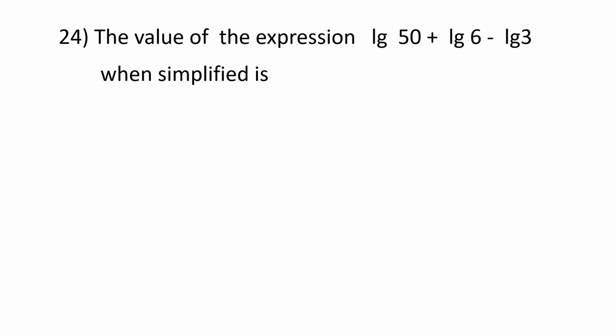Now question number 24. The value of the expression lg 50 plus lg 6 minus lg 3 when simplified. You have to simplify this without the log tables. There is an addition and also a subtraction. You can write an addition as a multiplication of numbers and subtraction as a division of numbers. So you can write this expression as lg of 50 multiplied by 6 divided by 3.